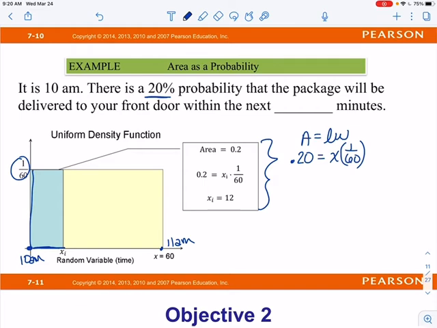And then all we have to do is solve this. To solve this, again, all we're doing is the opposite of multiplying by 1 over 60. You can multiply by the reciprocal, which is 60 over 1, or just 60. So you're multiplying both sides by 60. And when you multiply 60 times 0.2, you're going to get an answer of 12. So x equals 12. So in the next 12 minutes, there is a 20% chance that your package is going to get delivered.